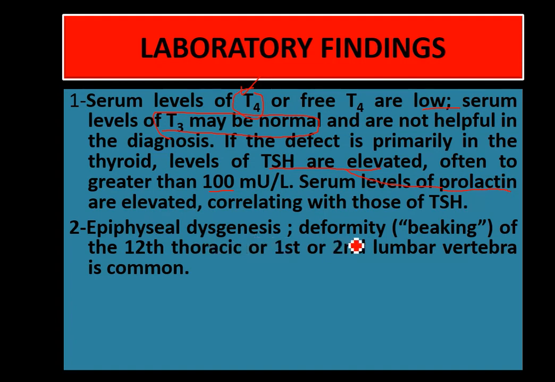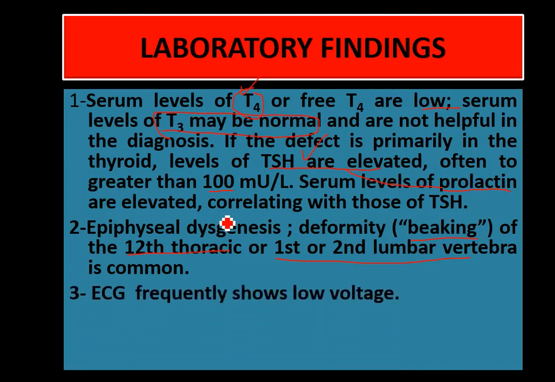Epiphyseal dysgenesis, deformity, and peaking of the 12th thoracic or first and second lumbar vertebra are common. So the main laboratory finding of hypothyroidism is low serum T4 or free T4 with increased TSH. This is the main diagnostic or laboratory finding in congenital hypothyroidism.